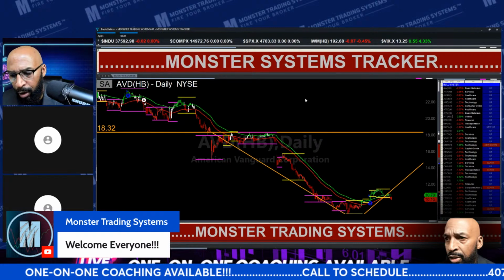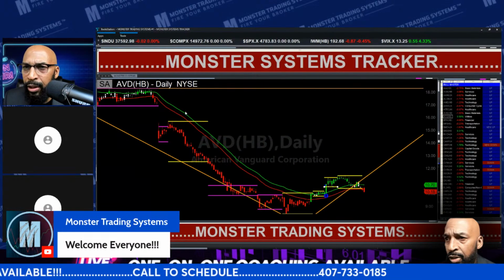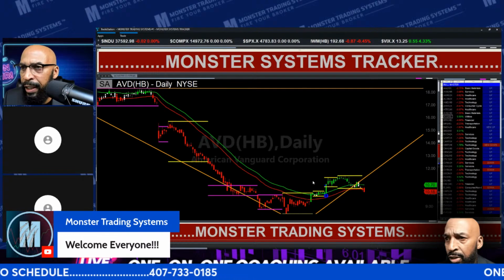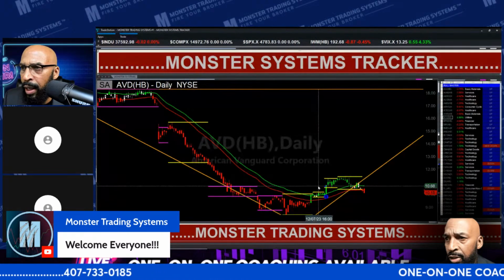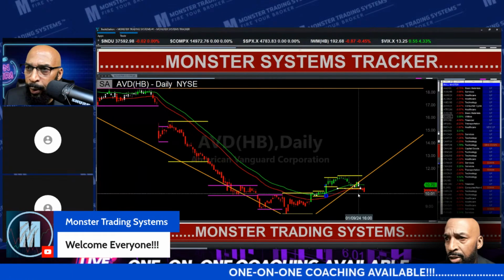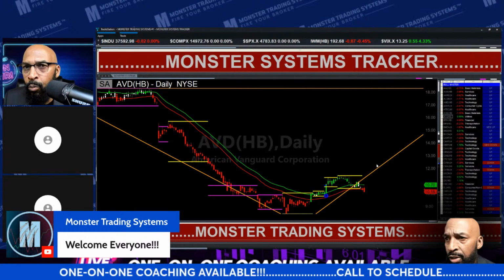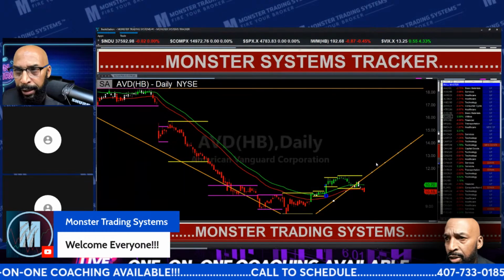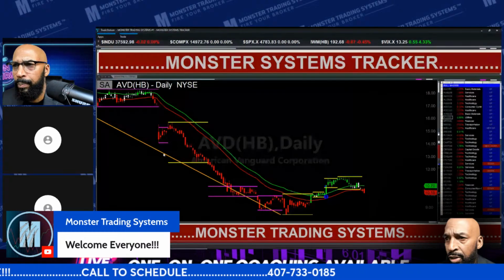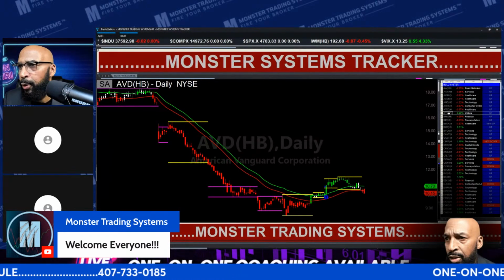AVD, close the trade. The buy signal was here. Really good markdown phase, lots of good selling. The buy signal was here at 1068. A red candle right here, a red candle broke support. Close the trade, please. So AVD, close the trade.